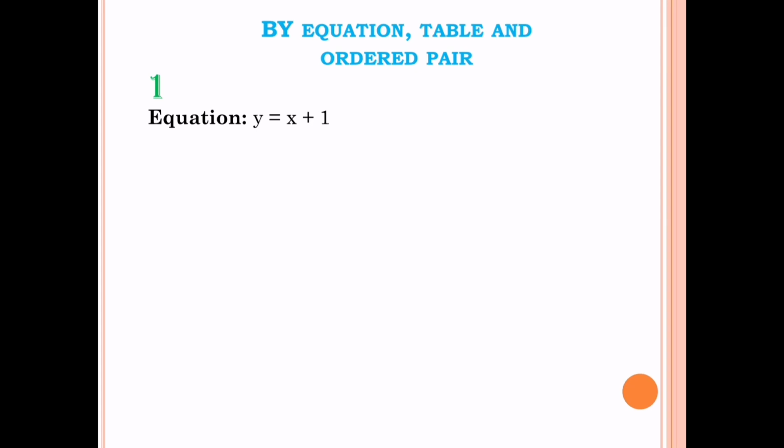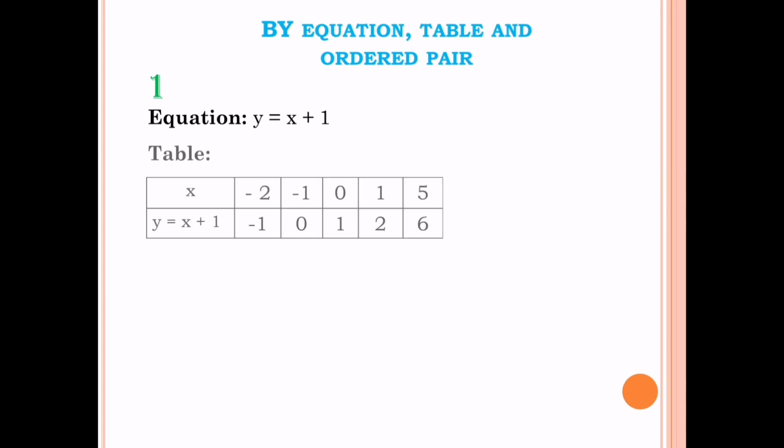After by equation, let us have by table. Now as you can see, we have x and we have y. In this particular situation, we can assign the values for x since x is an independent variable, which means we can assume values for it so that we can define y, since y is a dependent variable. So let us try to evaluate it by substitution. Let's say we have -2 as the value of x, substitute here. So -2 plus 1 equals -1.